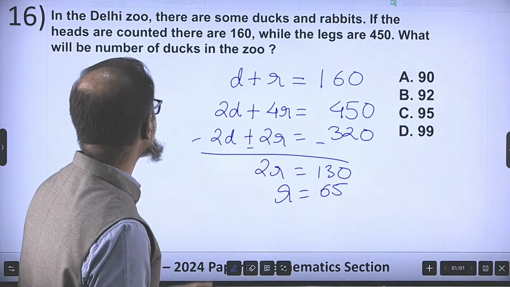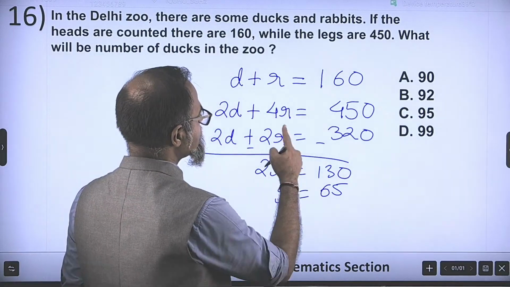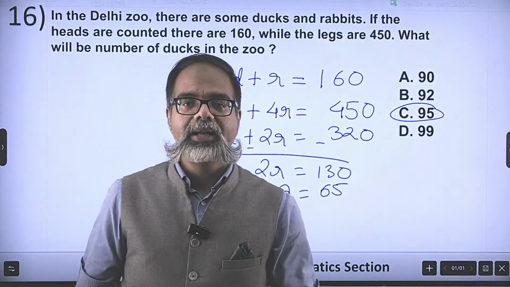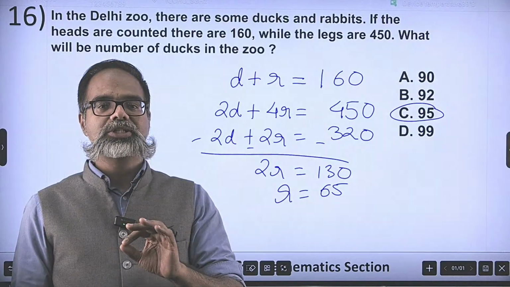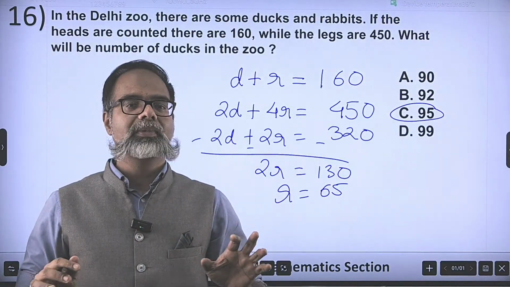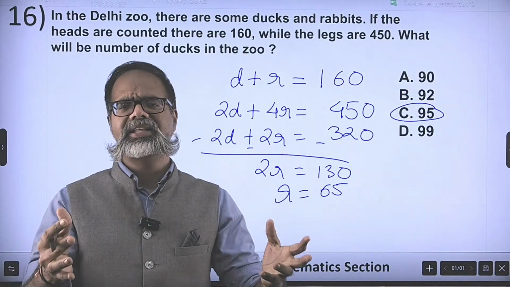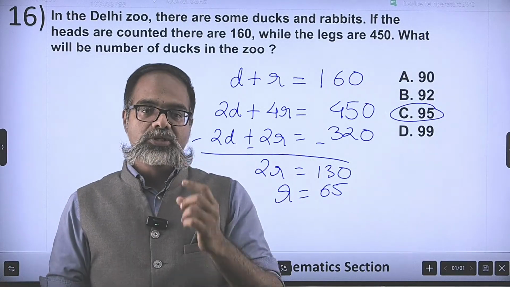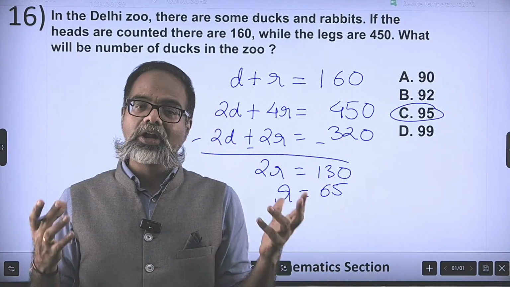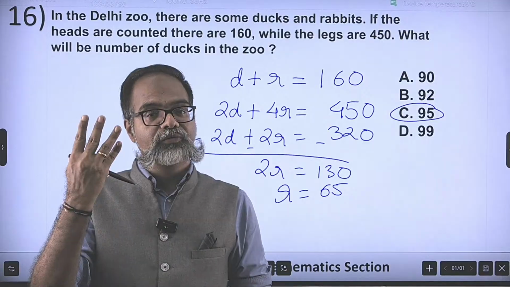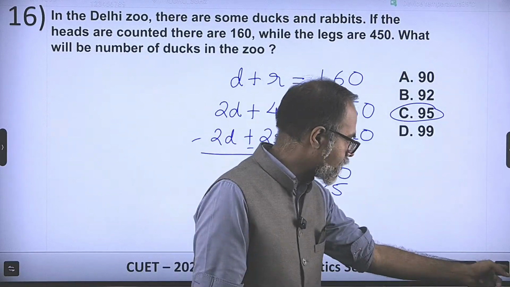What do I need to find? Number of ducks. So if R is 65, D is 95. That's it. I am sure we have come across this problem at some time or other in our childhood, right? In fact, I think this question should be there in the NCERT textbooks as well. So ducks and rabbits, all we have to remember, everybody has one head, but ducks 2 feet, rabbits 4 feet. Fantastic.